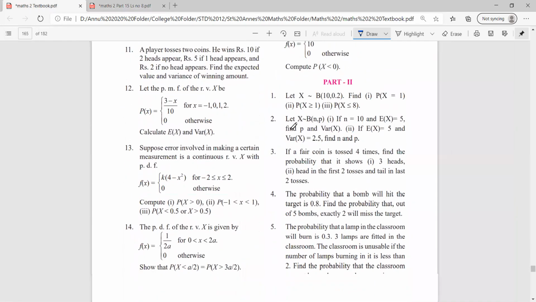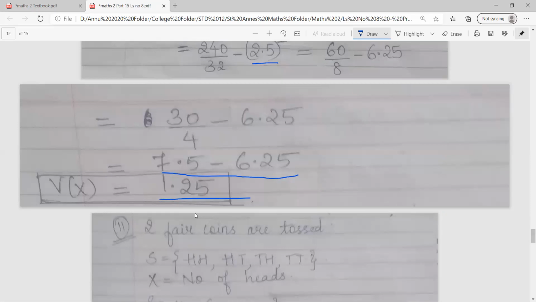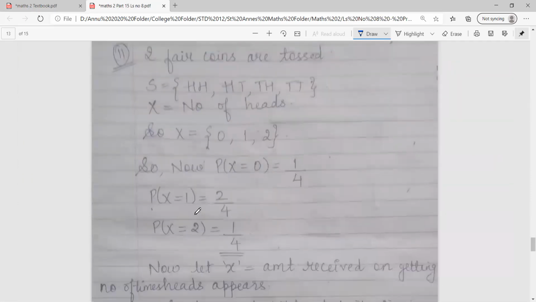Okay. Coming forward to the next one, 11th question. A player tosses 2 coins. He wins rupees 10 if 2 heads appear, 5 rupees if 1 head appears, and 2 rupees if no head appears. Find the expected value and variance of the winning amount. So again, a very simple sum. 2 fair coins are tossed, so the sample space will be HH, HT, TH, TT. Success is represented as getting number of heads. So the possible values are 0, 1, and 2.